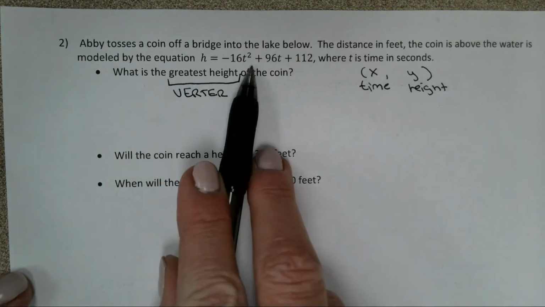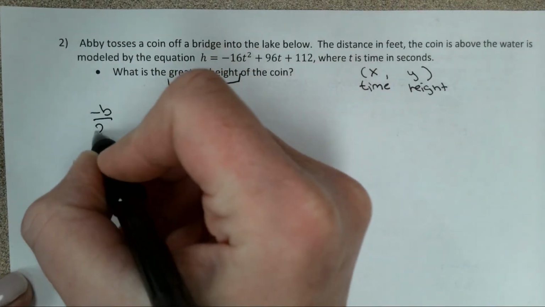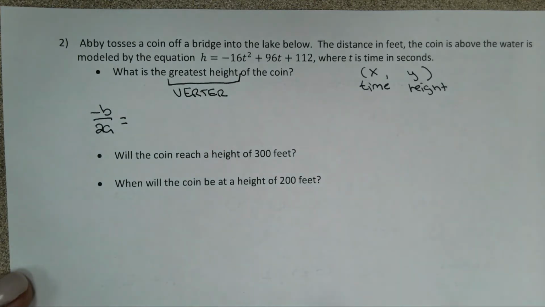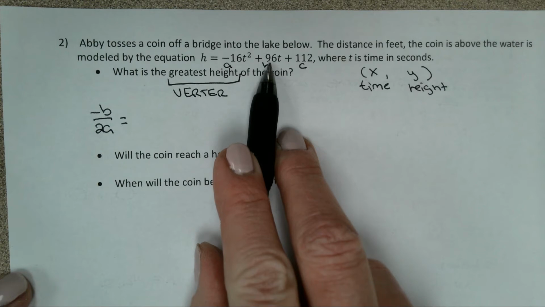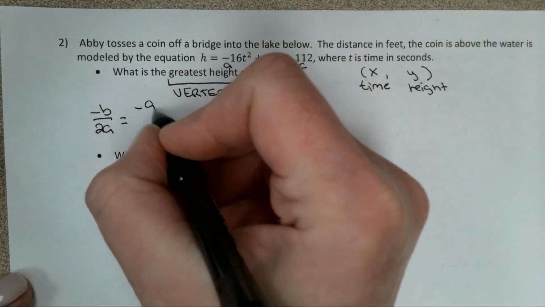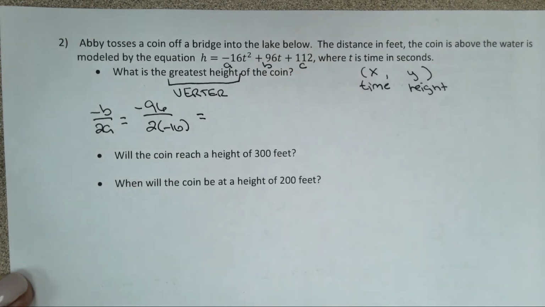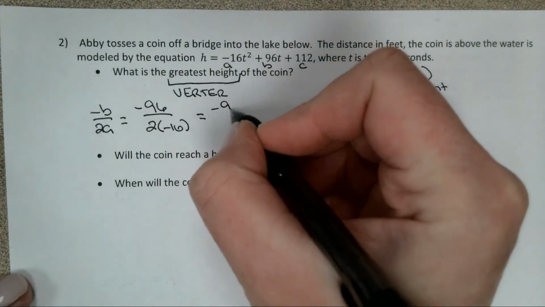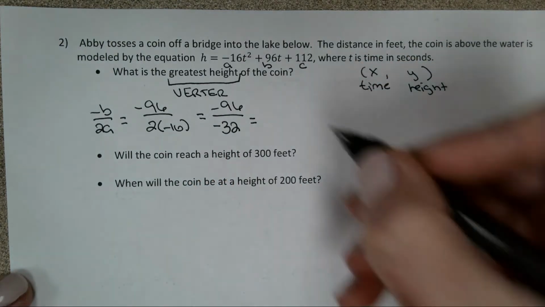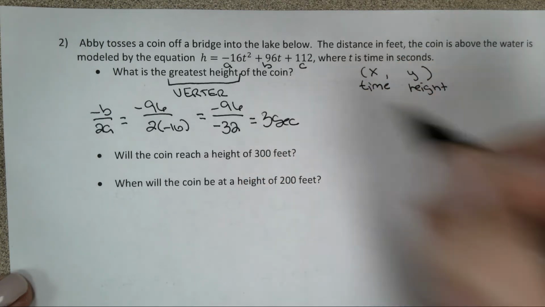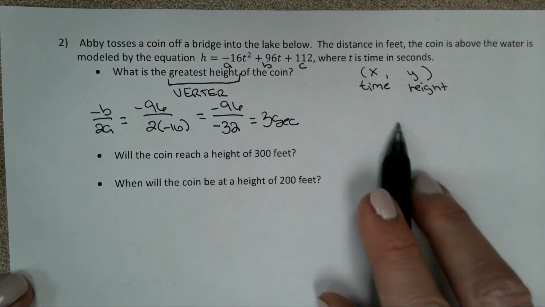So in order to find the height, we first have to find the time. And we're going to use our negative b over 2a formula. So there's a, b, and c. So the opposite of 96 is negative 96. Your a term is negative 16. So I have negative 96 divided by negative 32. And I got 3 seconds. So in 3 seconds, the coin reached its maximum height.